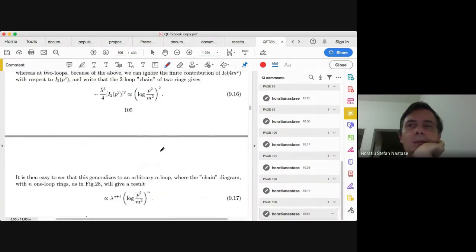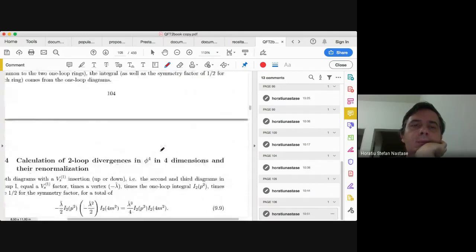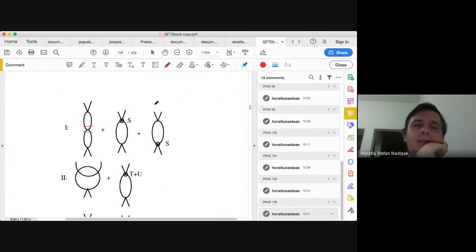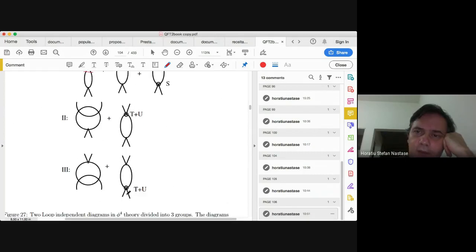All right, so until now I've considered this first set of Feynman diagrams. Now let's consider this second set of Feynman diagrams.